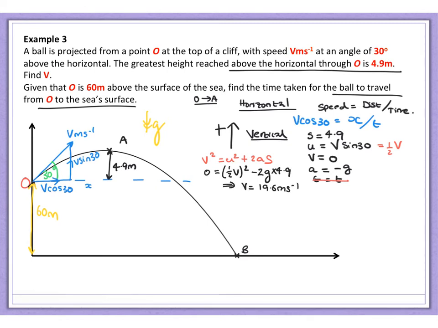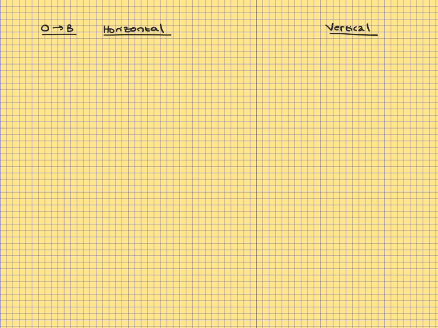We're now going to look at the motion from O through to B. So from O to B, let's analyse the motion horizontally, and let's analyse the motion vertically, and remind ourselves that we need to find the time taken for the ball to travel from O to the sea's surface. So horizontally, the speed is v cos 30, which equals the distance horizontally, which we will refer to as just distance for the moment, divided by the time taken, which we don't know. So horizontally, although we know v, we don't know the distance or the time, there's not much we can do.